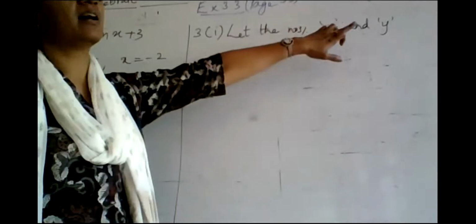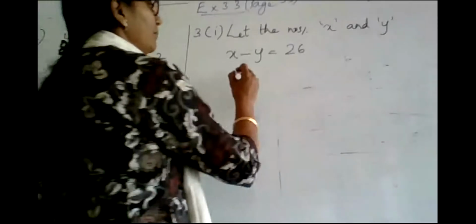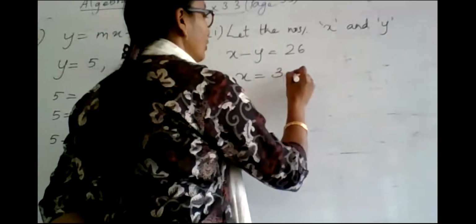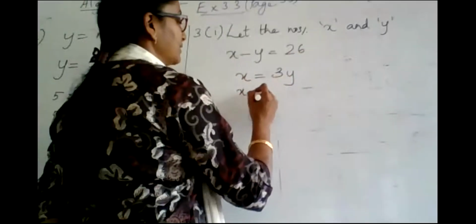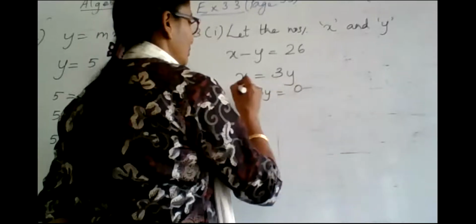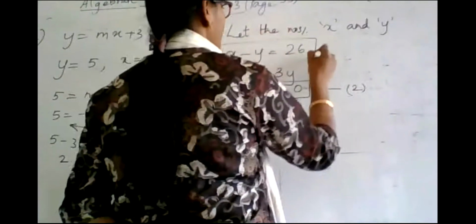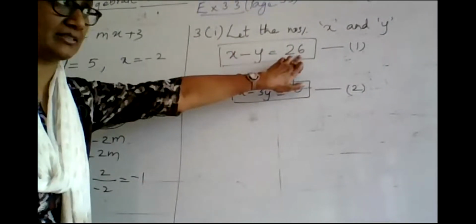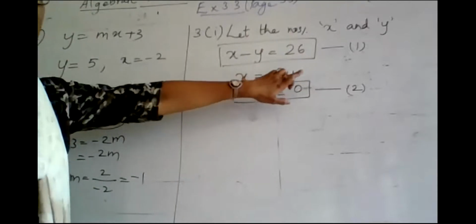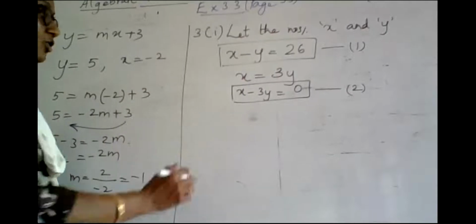If x is larger than y, then I can write that one number is 3 times the other. Because x is bigger, it is 3 times y. So I got two equations. x is equal to 3y can be written as x minus 3y equals 0. So this is one equation and this is another equation. You have two equations with two variables. Now using the substitution method, you should know how to solve it.